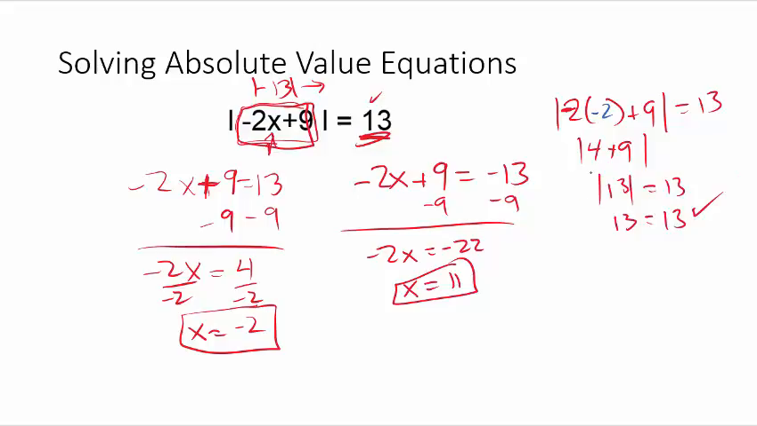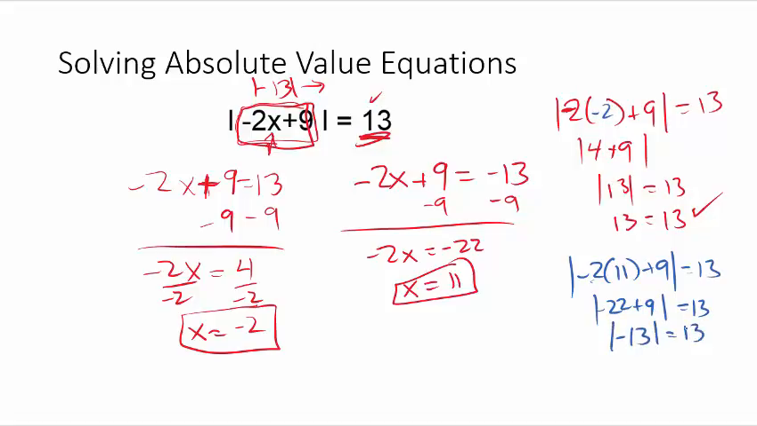Okay? Now, next one, let's check 11. So the absolute value of negative 2 times 11 plus 9 is equal to 13. Now this one's a little less obvious, but check it out here. Negative 2 times 11 is negative 22. And negative 22 plus 9 is equal to negative 13. And remember that when you take the absolute value of a number, it makes it positive. So we do, in fact, here have 13 is equal to 13. So we know that both of these answers are correct.